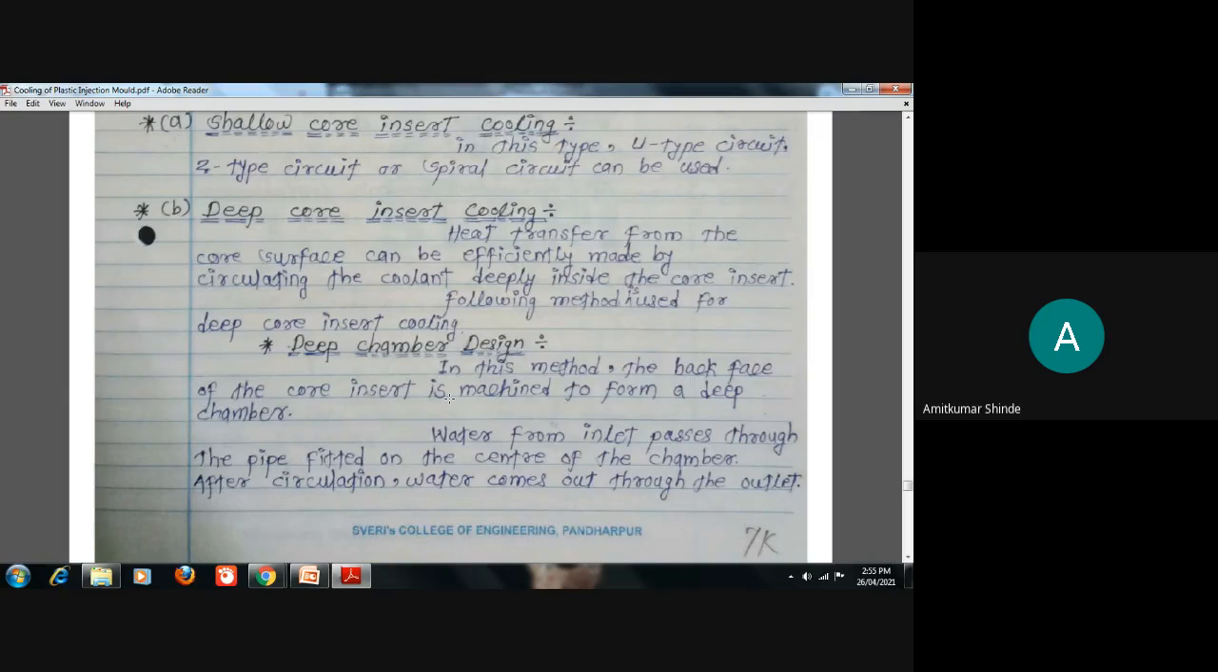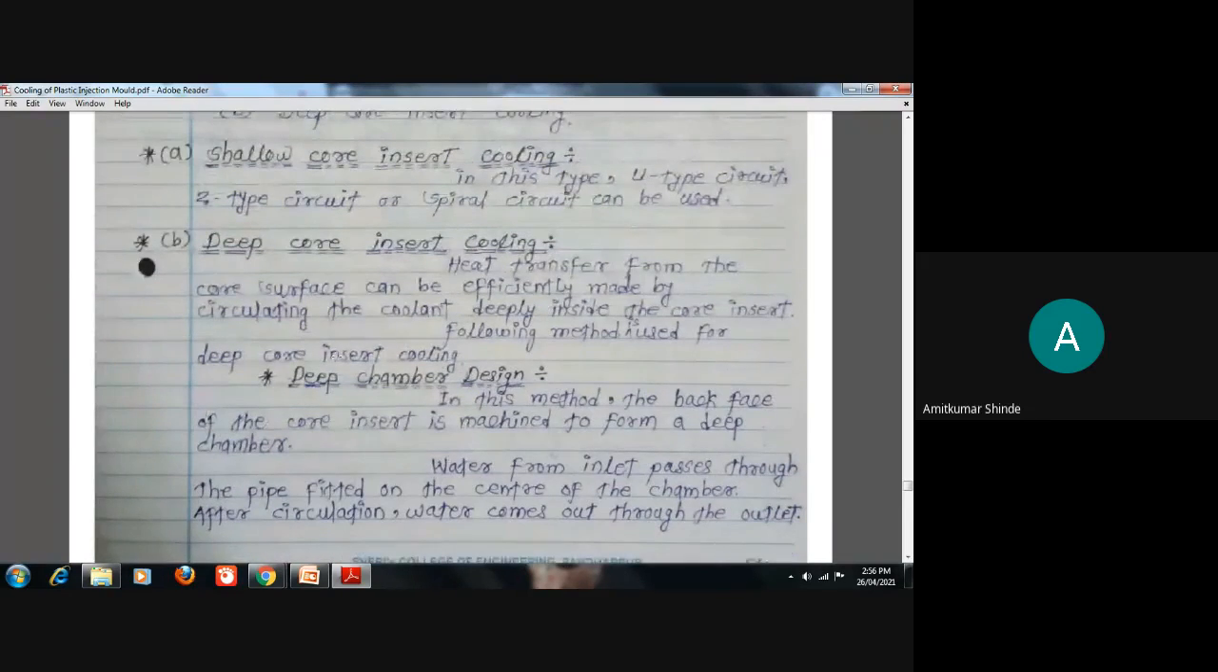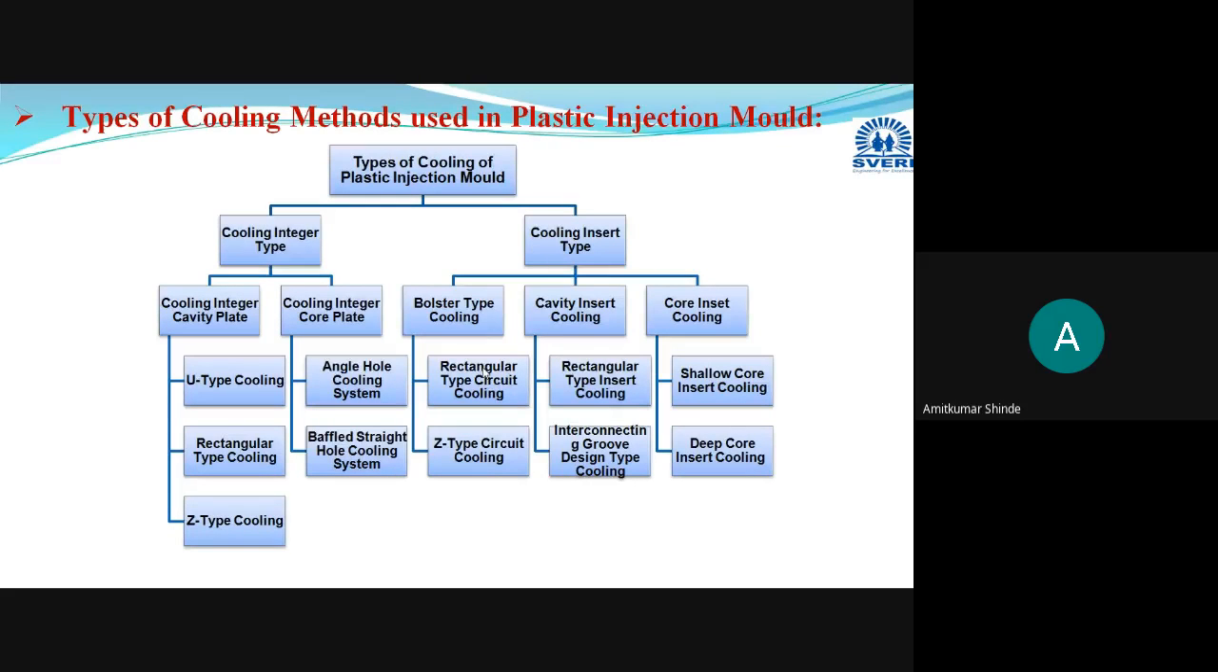That water will flow from the inlet, follow a specific path, and be collected from the outlet, and cooling will be obtained. One deep chamber is machined, and on that chamber we provide the pipe, and through that pipe cooling water is circulated with the help of different channels. So these are the different cooling methods which we use for the cooling of the plastic injection mold.